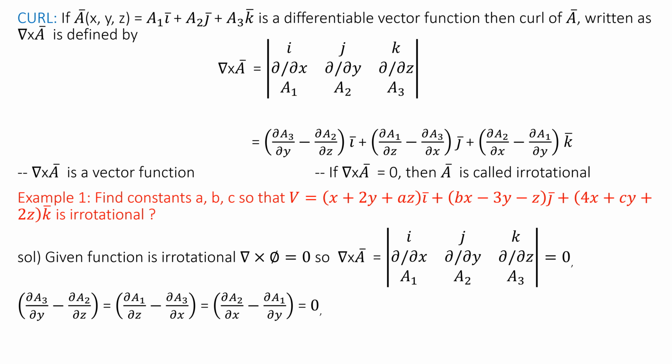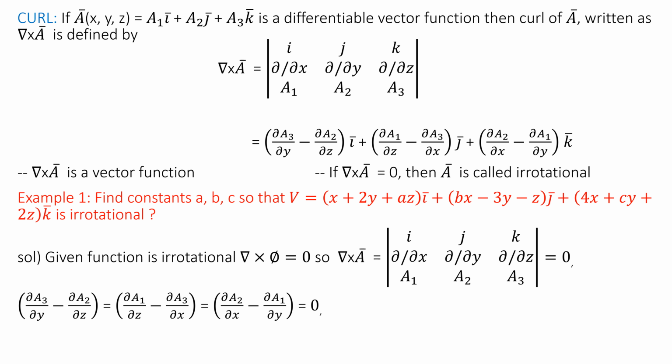Whereas in case of curl, if del cross a bar is equal to 0, then you can call a bar irrotational. Okay, now look at the example. How to solve? Example 1. Find constants a, b, c so that v = (x + 2y + az) i bar + (bx - 3y - z) j bar + (4x + cy + 2z) k bar is irrotational. So it is clearly mentioned irrotational, which means we have to apply the cross product del cross a bar and make it 0. Then you will get the desired answer.